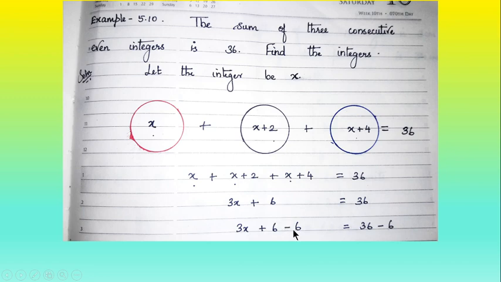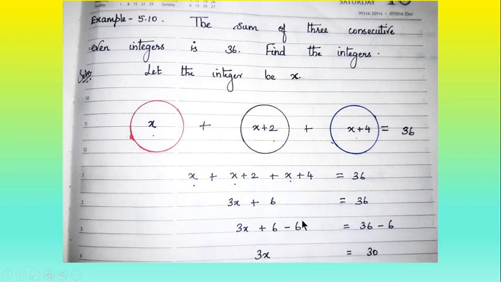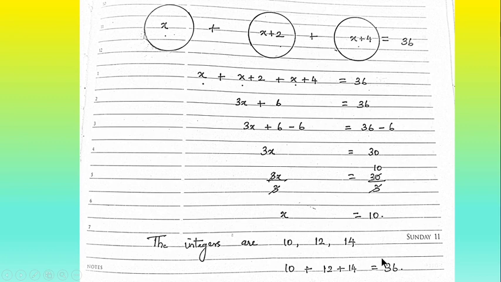When we subtract 6 in the left hand side, obviously 6 has to be subtracted in the right hand side also. So what happens now? 6 and 6 gets 0. What happens in the right hand side? 36 minus 6 is equal to 30. So what is the next step that we can do? Since x is multiplied with 3, we are going to divide both in the left hand side as well as in the right hand side.